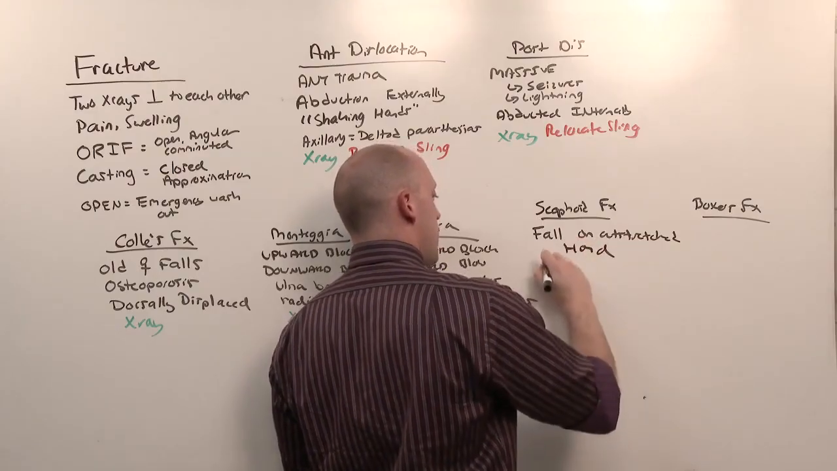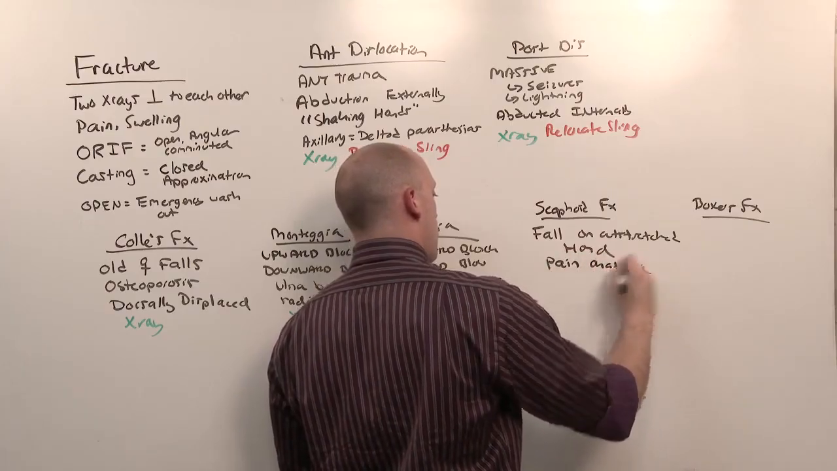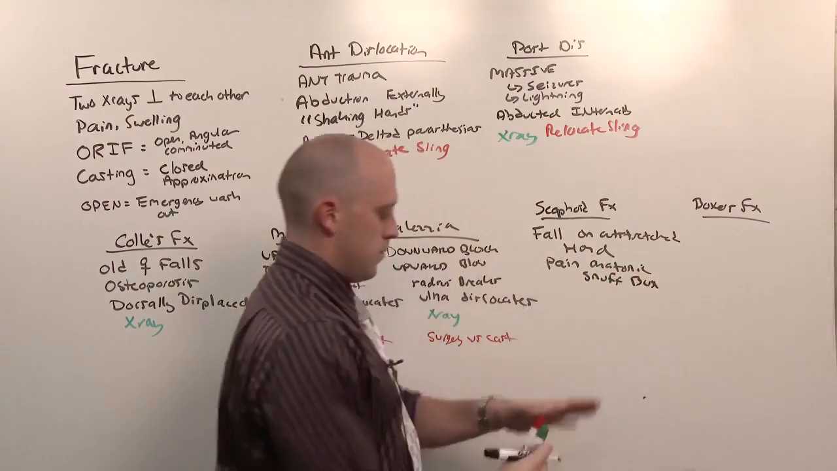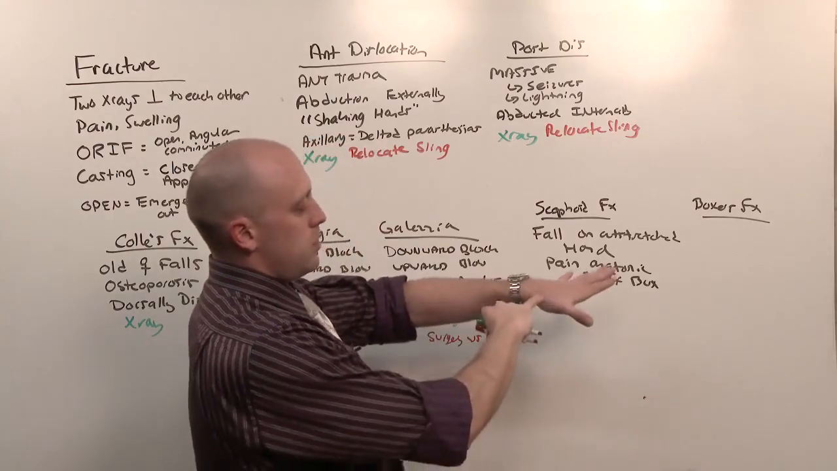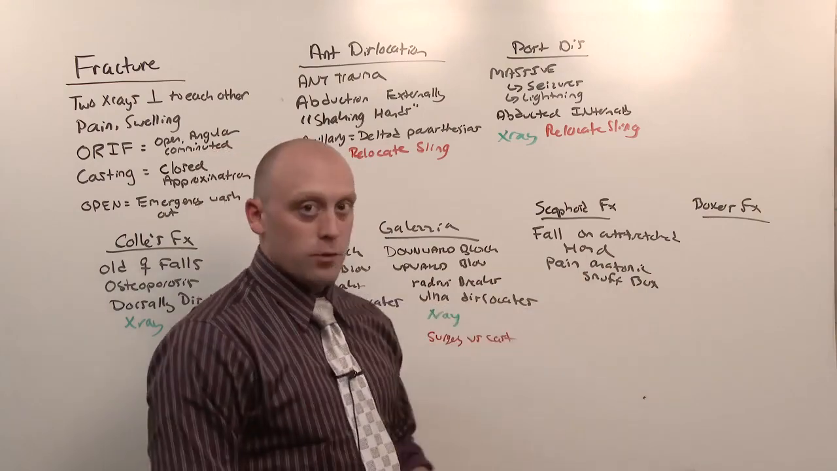So when someone has a fall on an outstretched hand, not an old lady, and then complains of pain at the anatomic snuff box, that's the space right here between the two tendons. If you got pain right there after you fall, you got a scaphoid fracture.